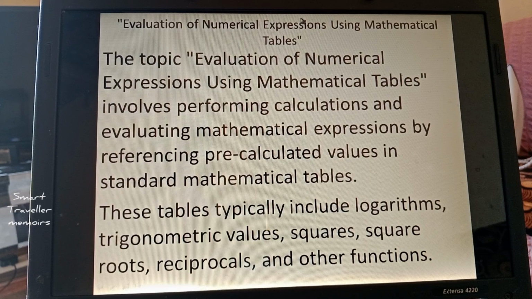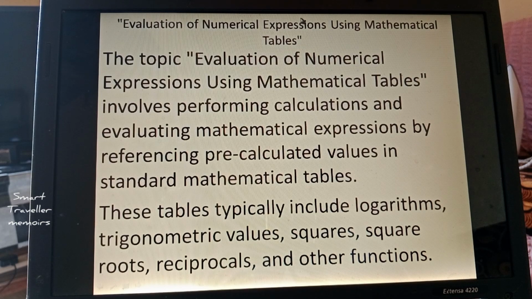The topic evaluation of numerical expressions using mathematical tables involves performing calculations and evaluating mathematical expressions by referencing pre-calculated values in standard mathematical tables. These tables typically include logarithms, trigonometric values, squares, square roots, reciprocals, and other functions.